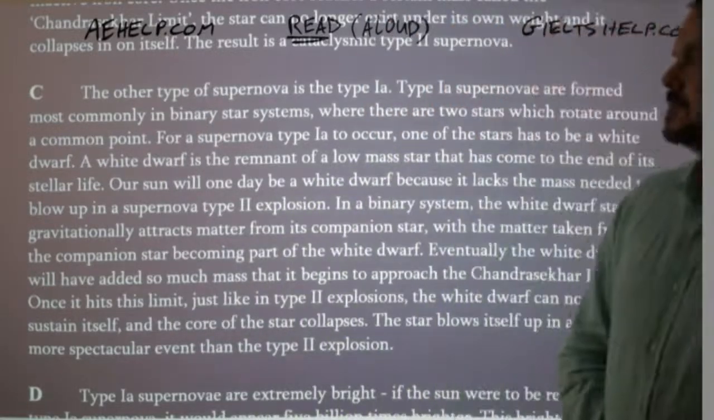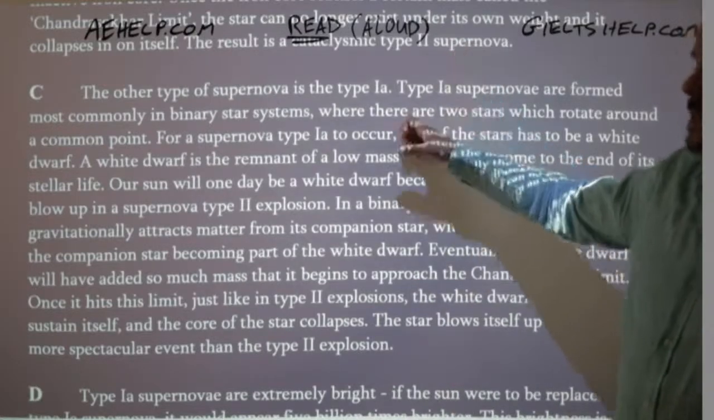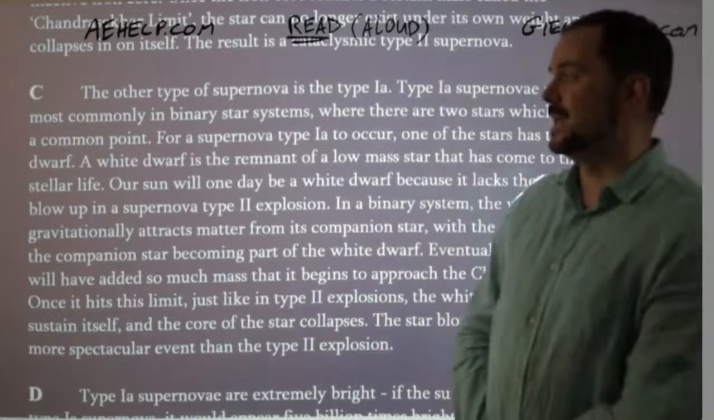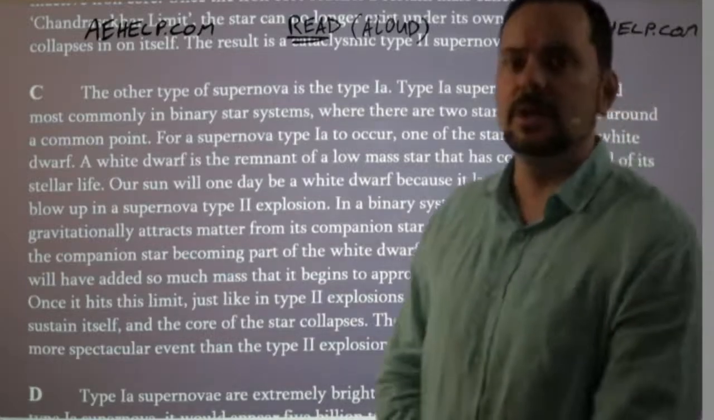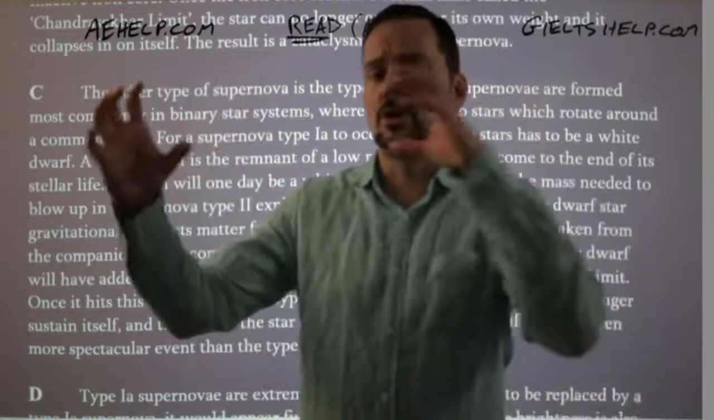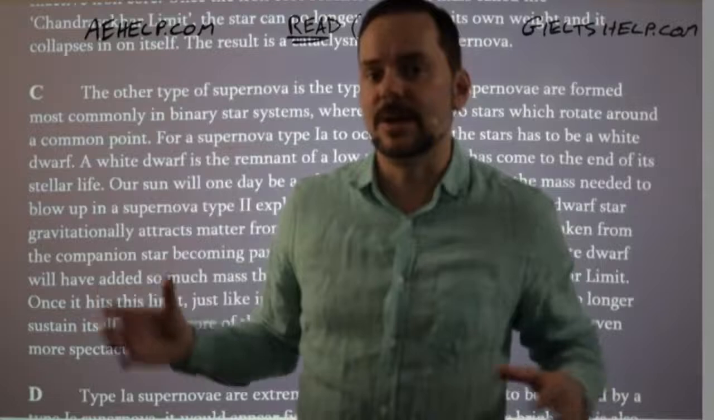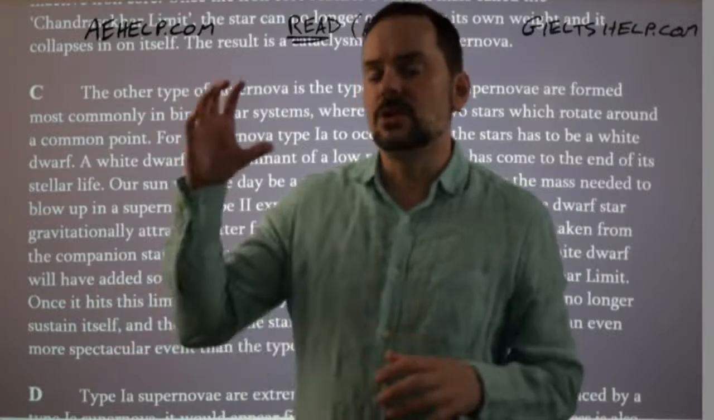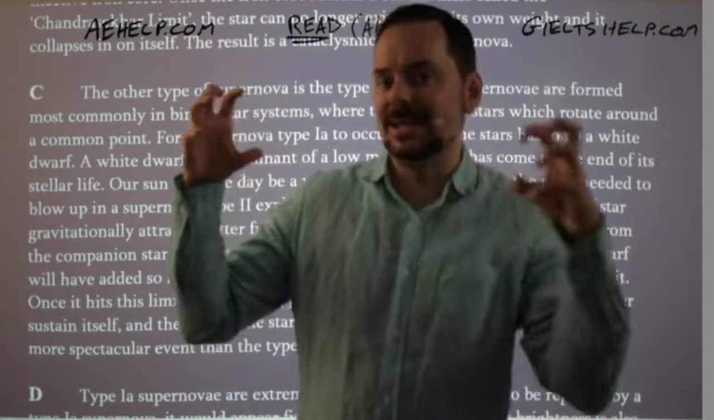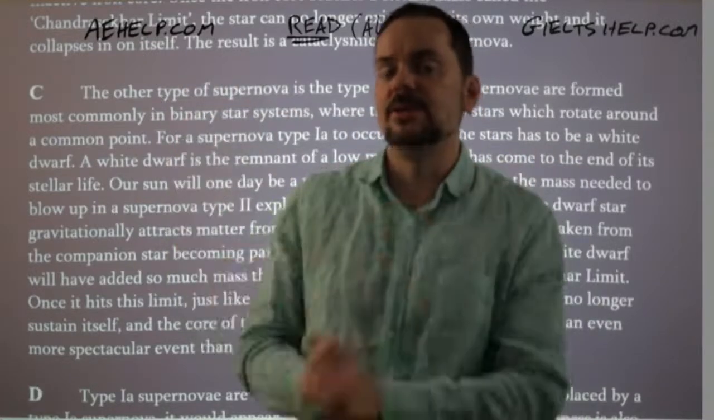So the first body paragraph was about type 2 supernovae. This is now about the type 1a. Again, you should visually see this. You should visually see the two stars that are spinning around and around a common point. One of these stars is a white dwarf, so it's sucking the particles from the other star.